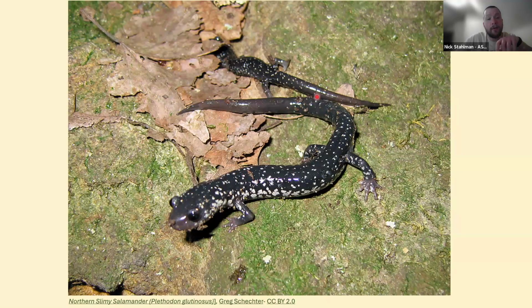So if a snake or what have you grabs hold of this and bites down on the tail, its mouth fills up and it can't move well. And this slimy salamander can break that tail off and run away and get out. And eventually it's going to grow the tail back.